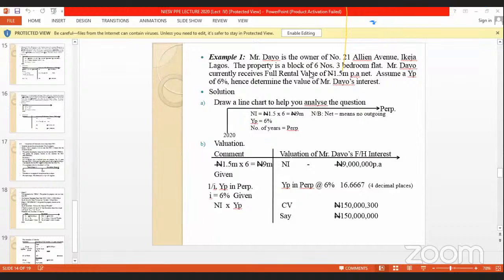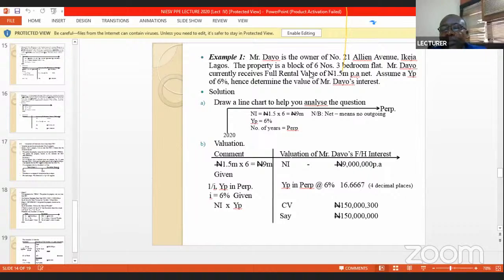I got the whole thing, but the capital value is 150 million, 300 thousand, but you say 150 million. So does it mean that we should just round it to make it 150 million? That's what I just said. In valuation, you do approximation. If the figure is high enough, you can bring it to the nearest figure, whether it is above or below. Okay, sir.